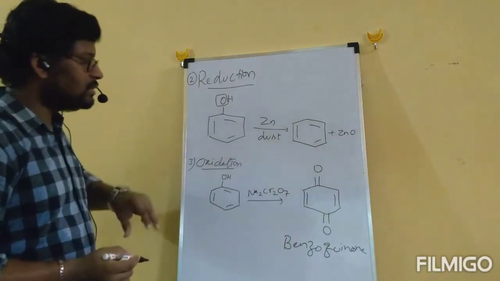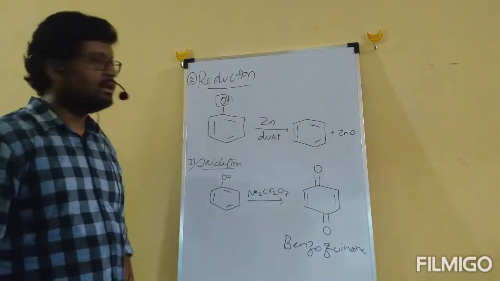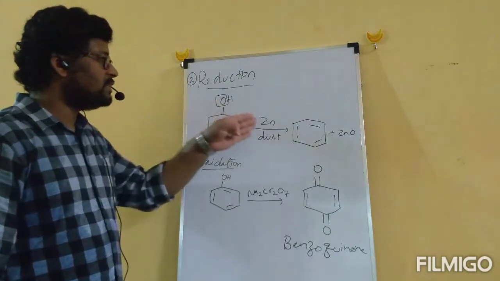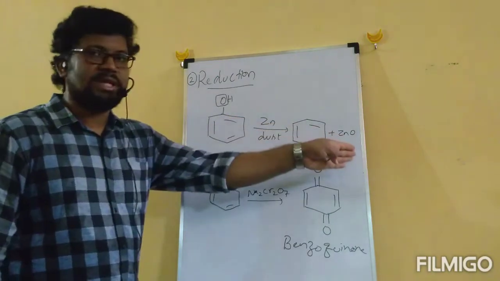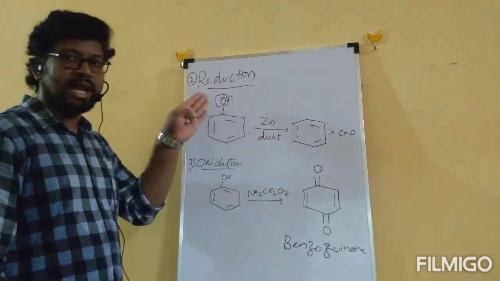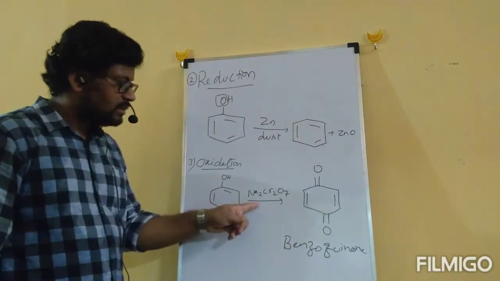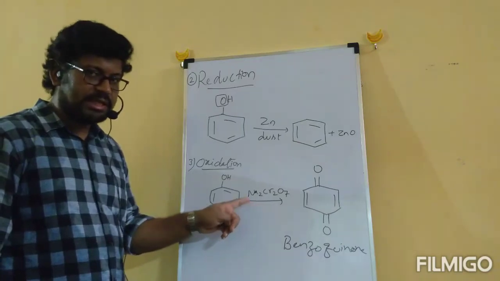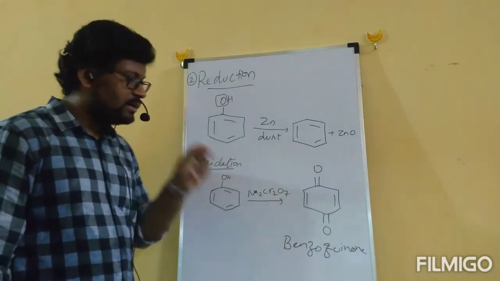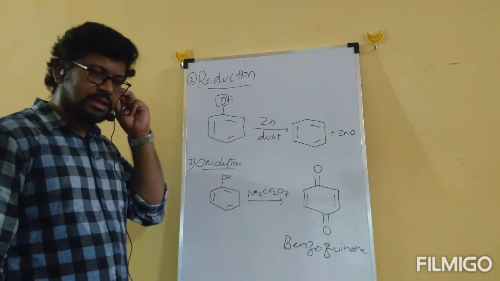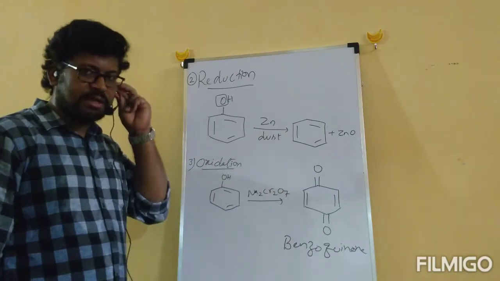And these are the two continuous reactions for phenols. First one is phenol will undergo reaction with zinc to form benzene plus ZnO. This reaction is called reduction reaction. Under oxidation, phenol will react with a powerful oxidizing agent, that is Na2Cr2O7, to get benzoquinone as the substance. And these are the reactions of phenols.